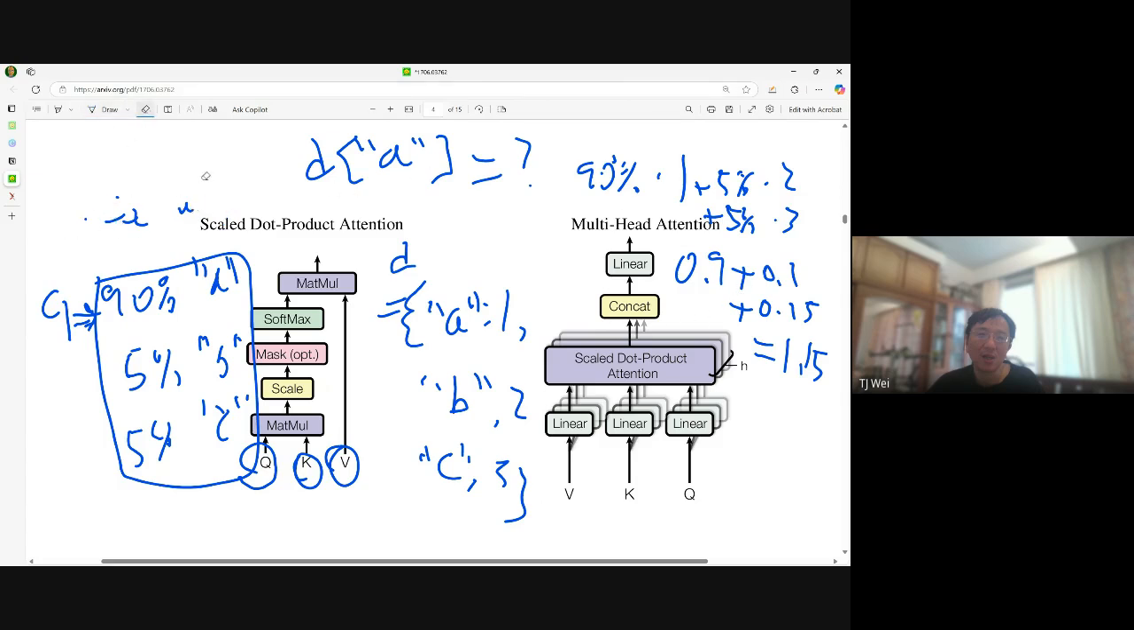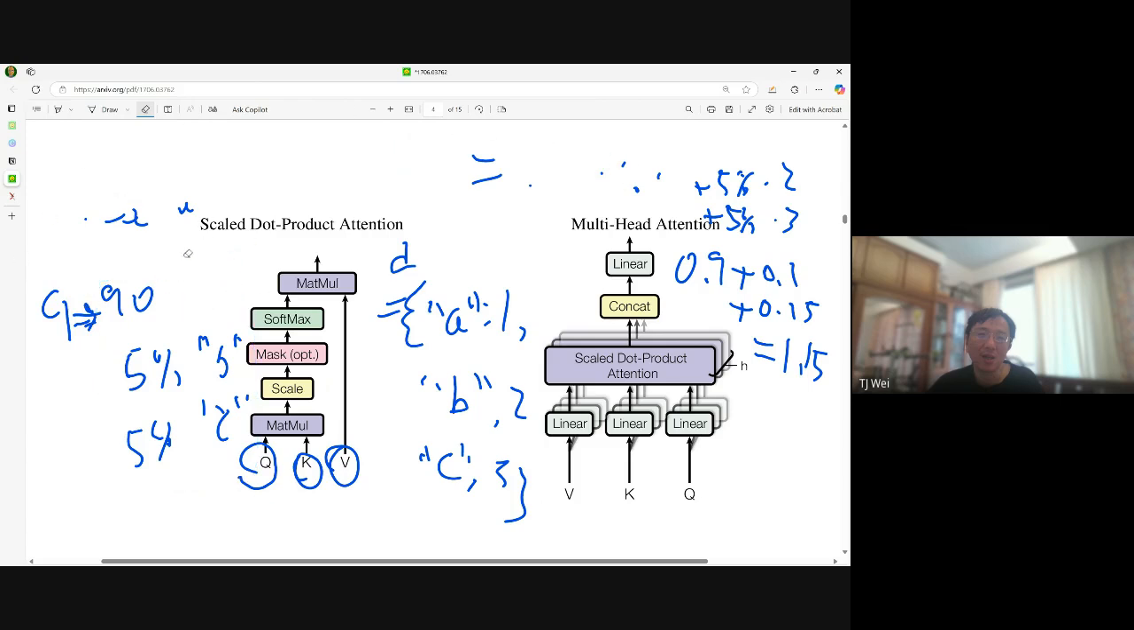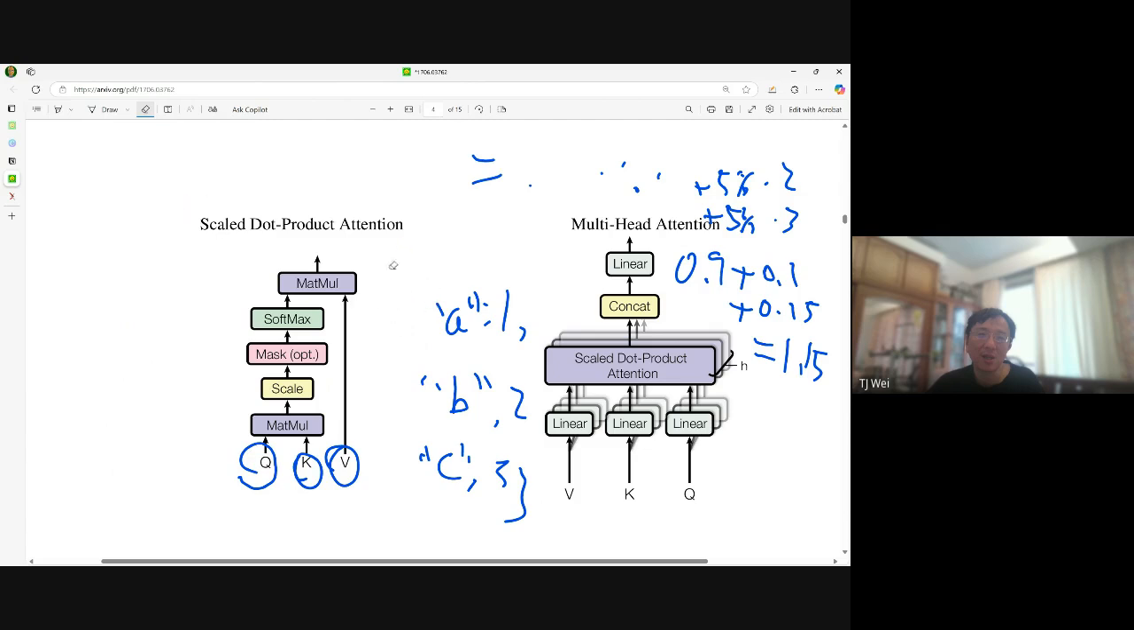Okay, so let me explain what this scaled dot product thing is. Okay, let's come to see right here. So we'll have a Q, which is a vector, K, which is also a vector, and V also is a vector. And the Q and the K will have the same dimension. The scaled dot product attention.